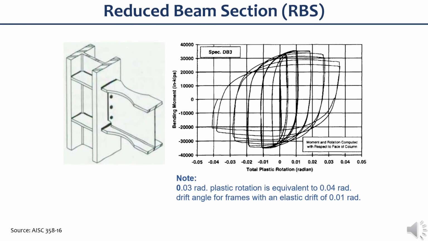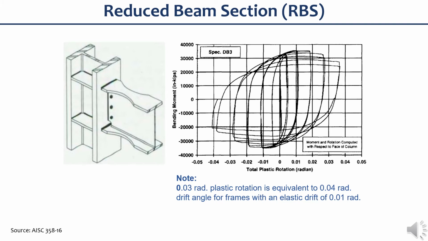Now, let's discuss in detail this very common pre-qualified connection. RBS was first introduced in the 2005 version of AISC 358, but prior to its publication, this connection was already being used in a number of steel building projects and is still very popular today. This connection is non-proprietary, and is pre-qualified for use in SMF systems.